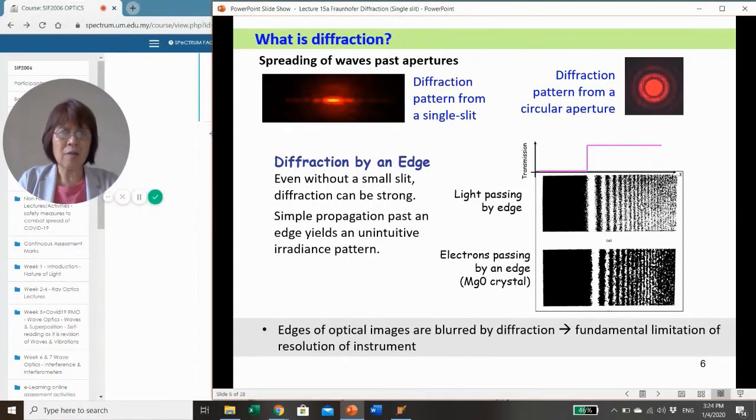Now these are diffraction patterns from an edge. When light passes through an edge, the transmitted light is here, but of course here it is actually wavy. As you can see, there are some fringes here, so it shouldn't be a straight line. And when electrons pass by an edge, for example a magnesium oxide crystal here, you are also able to observe this kind of fringes. In other words, the edges of optical images that you see here are actually blurred. It's not an abrupt edge, but it is blurred by the diffraction. Because of this, it limits the resolution of the instrument, so we will consider that as well.